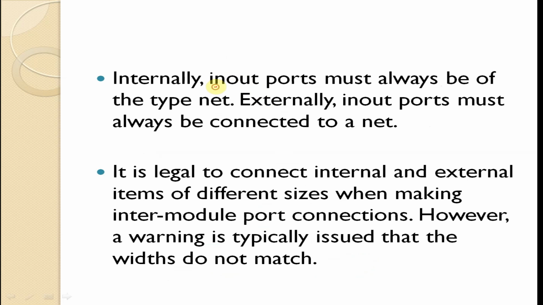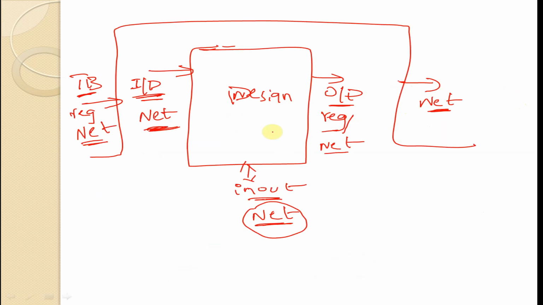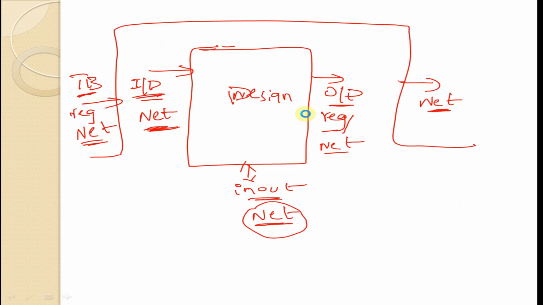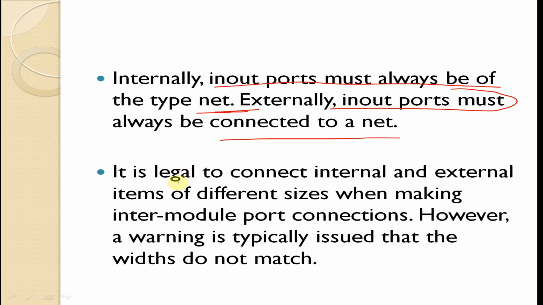And internally in-out ports must always be of type net, but externally in-out ports must always be connected to a net. Here we can see internally in-out ports are declared as nets, and externally also we should connect them to a net. And it is illegal to connect internal and external items of different sizes when making inter-module port connections.